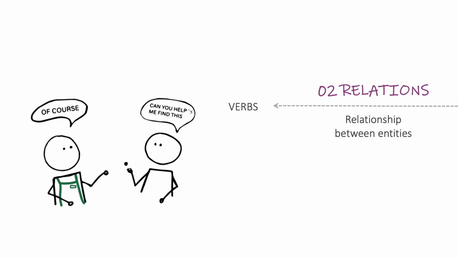Second, relations describe the relationship between entities. You can also think of them as verbs. For example, the connection between staff members and customers. Staff members help the customer find shopping items.